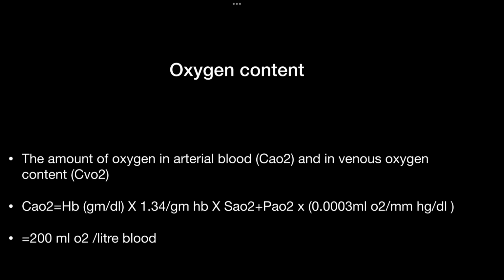In the arterial blood, it is CaO2. In the venous blood, it is CvO2. So what does it reflect? It reflects the total number of oxygen molecules in the blood, both in the bound and the unbound form of the hemoglobin. Because it involves both the bound and the unbound form, you can see in the equation that there is consideration for both SaO2 and PaO2. The normal value comes to around 200 ml of oxygen in a liter of blood, or 20 in a deciliter of blood. So what are the clinical implications of this?